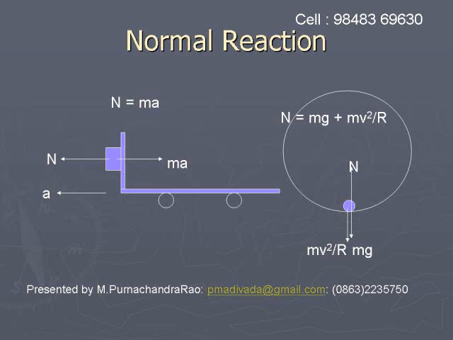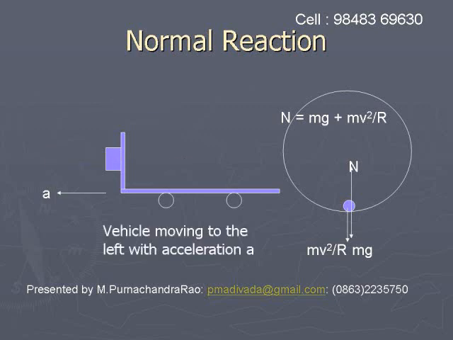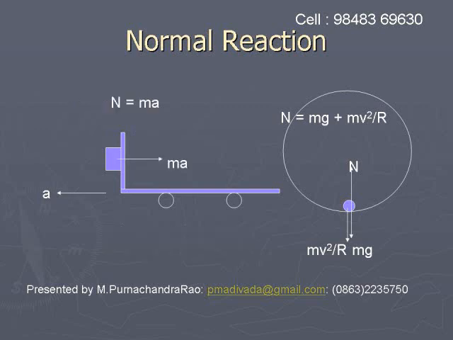Suppose a lorry is moving with an acceleration to the left, that is shown in the left side figure. If a vehicle is moving with an acceleration a to the left, then if a block is placed against the front glass of this vehicle, which is represented by the vertical line, and the rectangle represents a block placed against this glass, then this block experiences a force ma to the right.